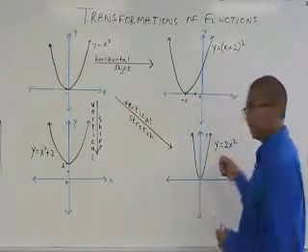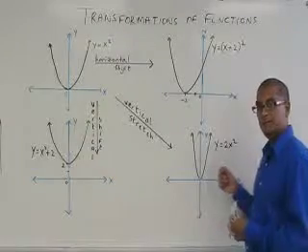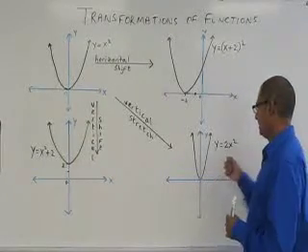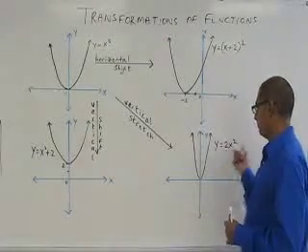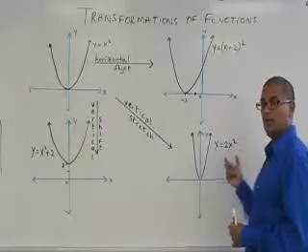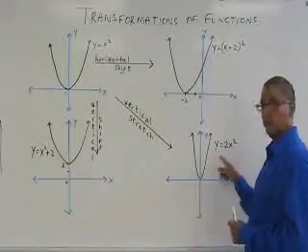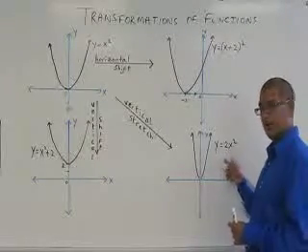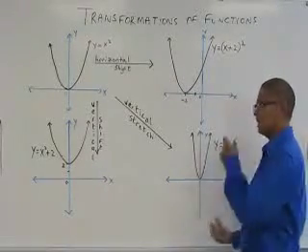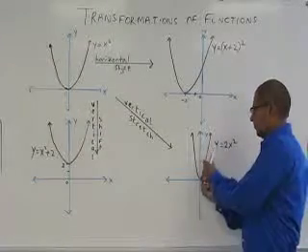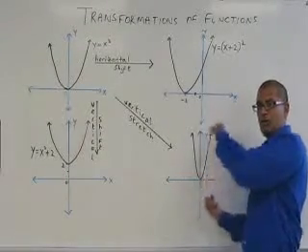If I multiply the function by a number, it's going to stretch it. If I multiply the function by a number bigger than 1, it stretches it by that factor. So here I have a vertical stretch. I have y equals 2x squared. So I have a vertical stretch by a factor of 2. So this function is thinner because you're stretching it vertically.